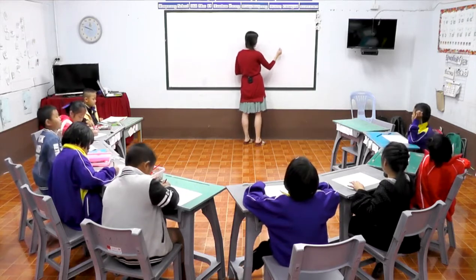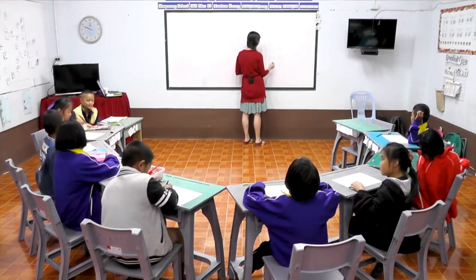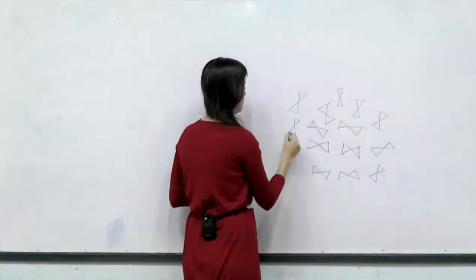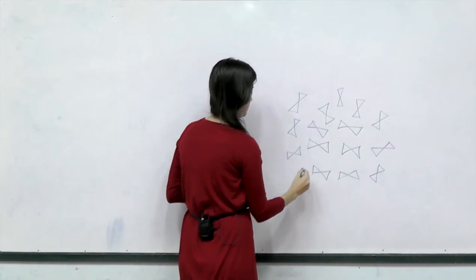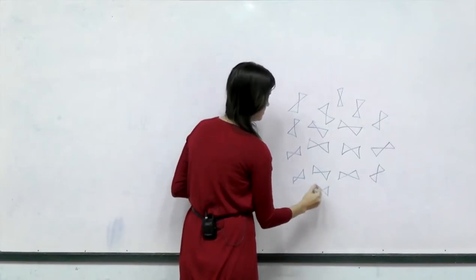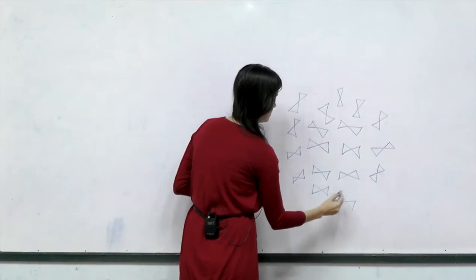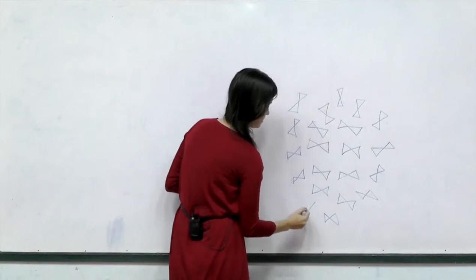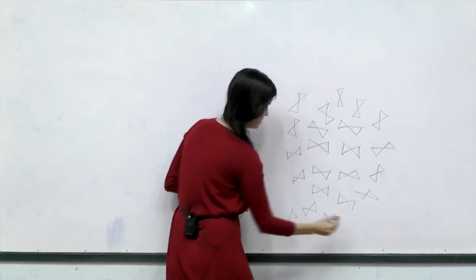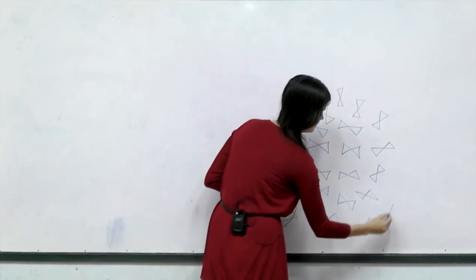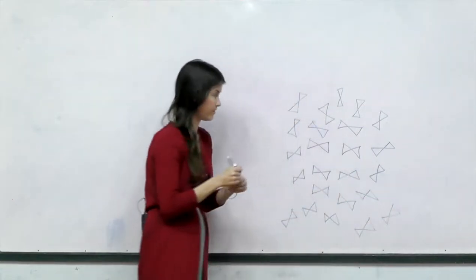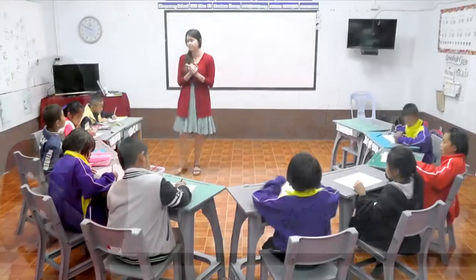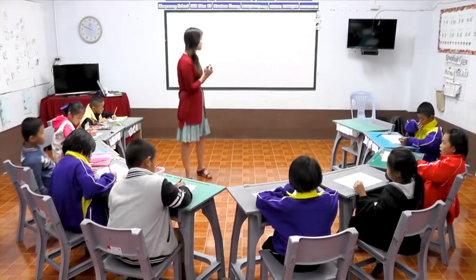1, 2, 3, 4, 5, 6, 7, 8, 9, 10, 11, 12, 13, 14, 15, 16, 17, 18, 19, 20, 21, 22, 23, 24. Okay. How many are there? 24 or more? 24. Okay, cool. So can someone come up?